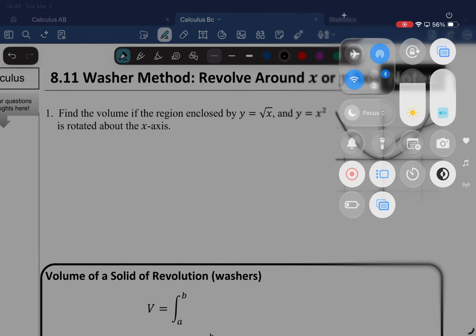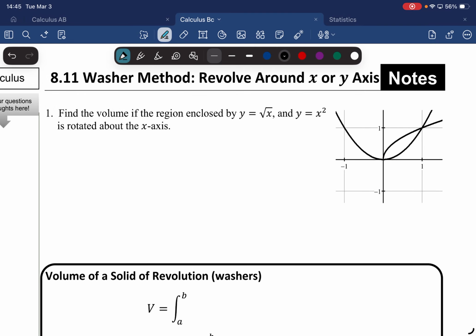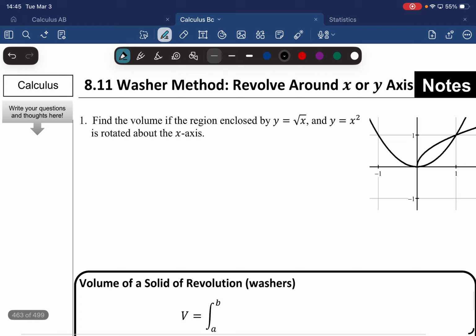Okay, so notes 8.11 is the washer method, so it's revolving around the x or y axis. It's called the washer method because when we are finding the area and then eventually the volume of these things, there's going to be a space between it, which is going to form a washer.